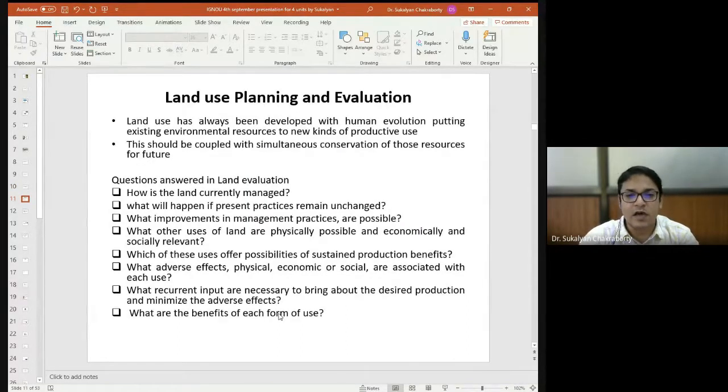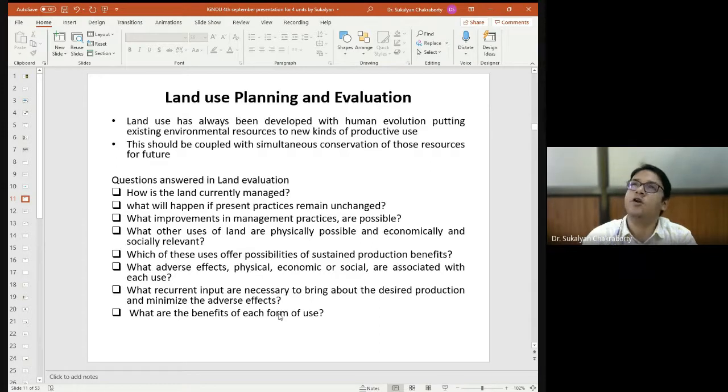So questions which need to be answered in this land evaluation: how is the land currently managed? What will happen if the present practices remain unchanged, whether it is leading to degradation or it is okay? What improvement in management practices are possible? What other uses of land are physically possible and economically and socially relevant? Now, this is a very important component we need to always keep in mind when we go for environment management, that is socio-economic management. Socio-economic management is utterly important when we think about managing any environmental resource. Which of these uses offer possibilities of sustained production benefits?